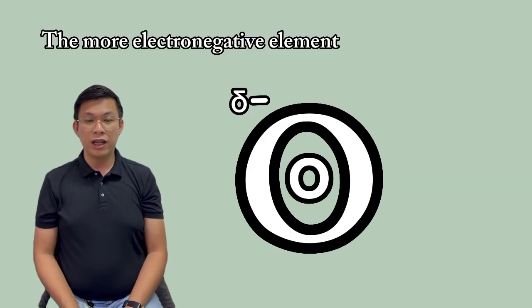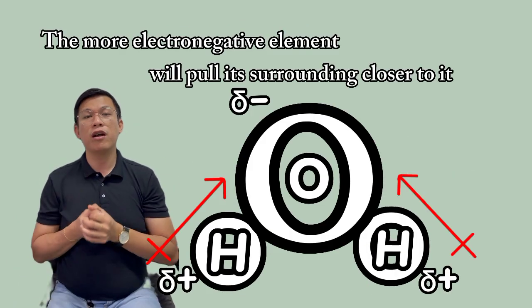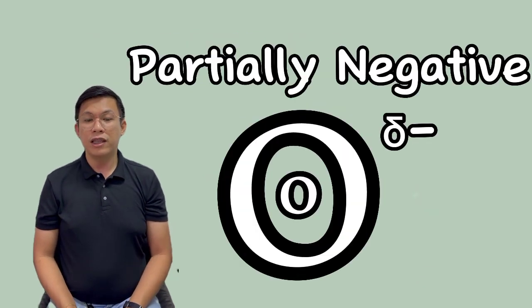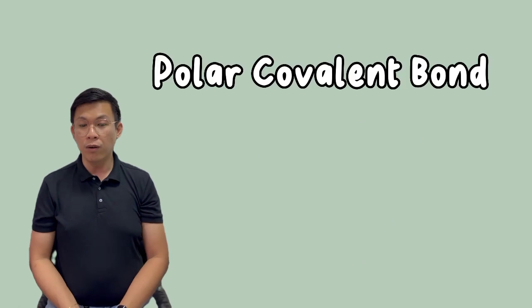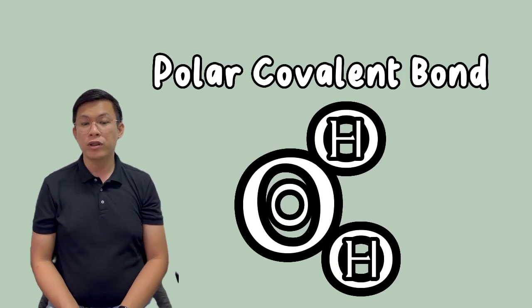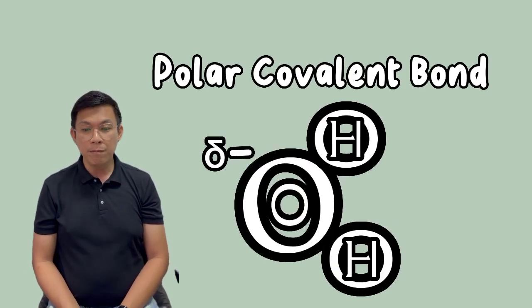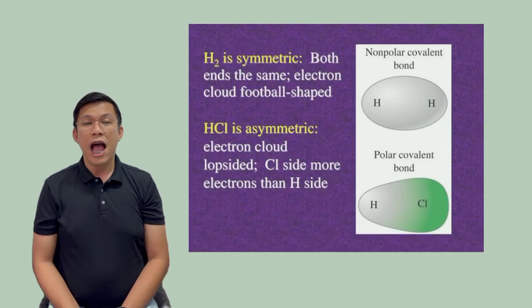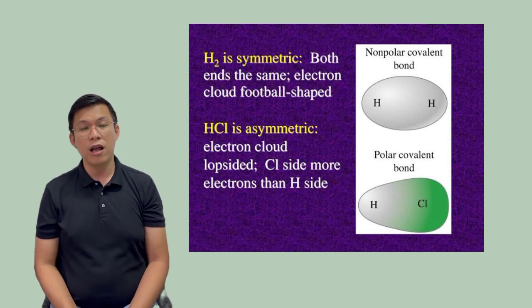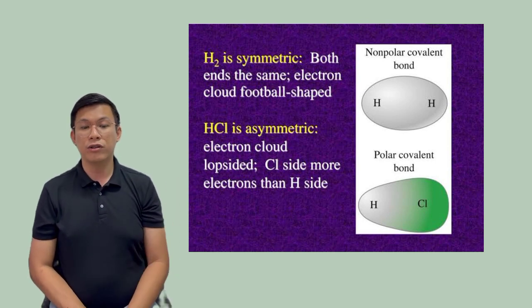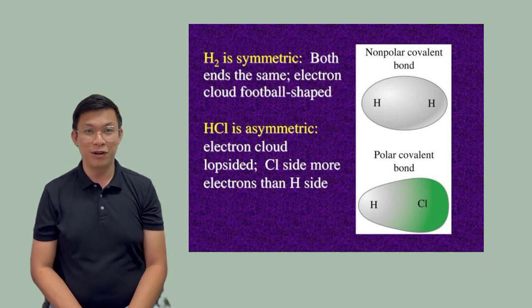The more electronegative element will pull its surrounding electrons closer to it, making it partially negative. This leaves the other atom to have a partially positive charge. This bond is polar because of the poles of partially negative and positive charges. Asymmetrical electron clouds characterize polar covalent bonds, while symmetrical electron clouds around the nuclei describe nonpolar bonds.